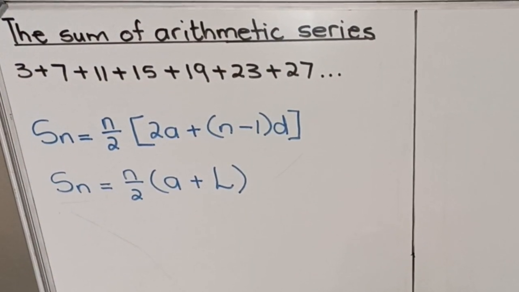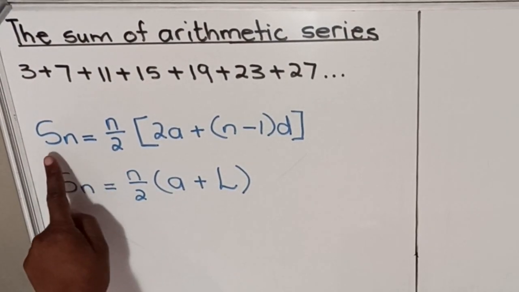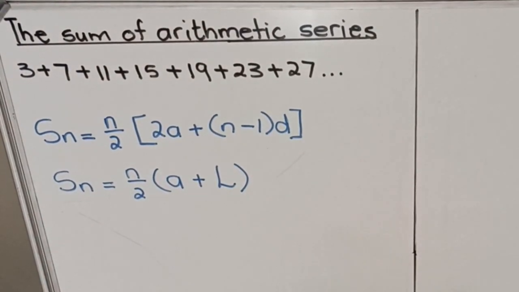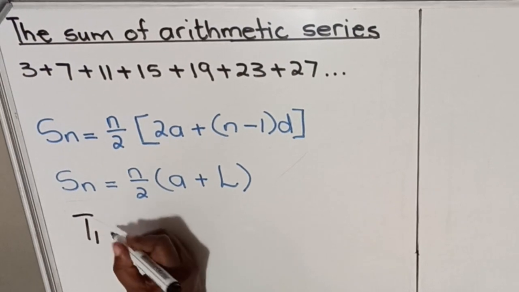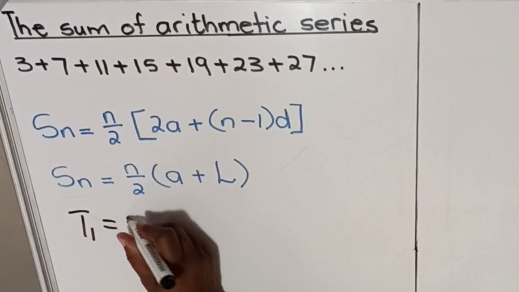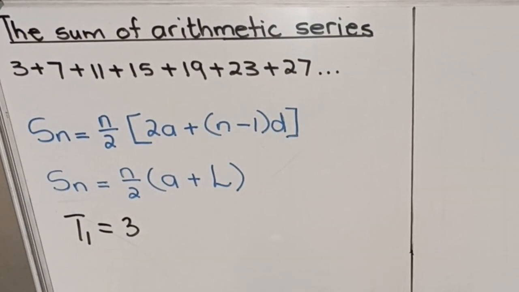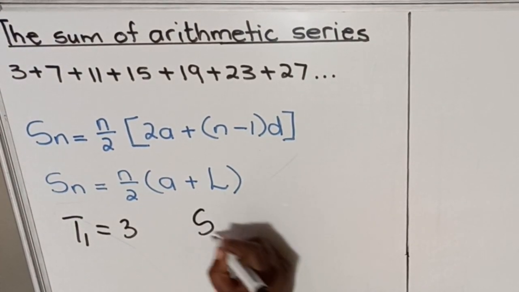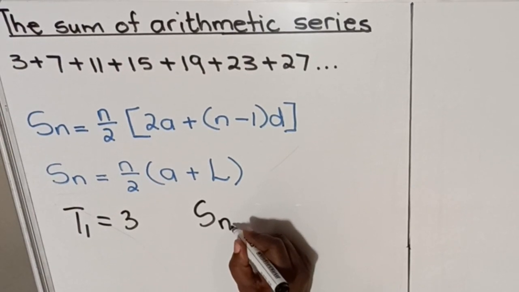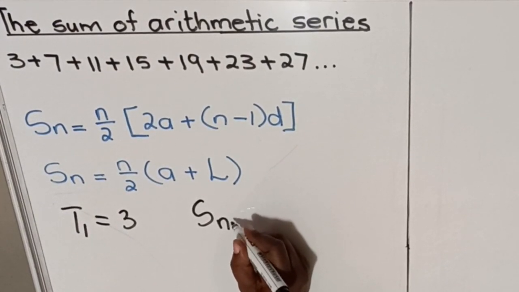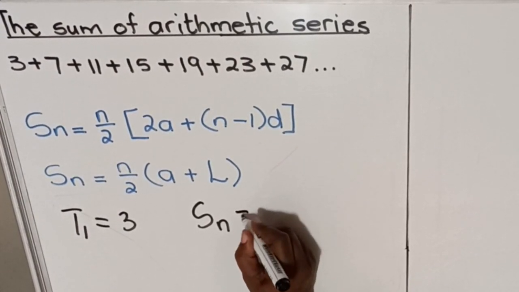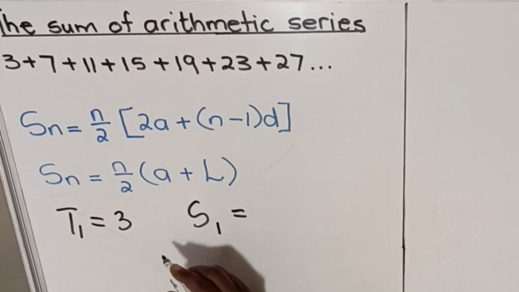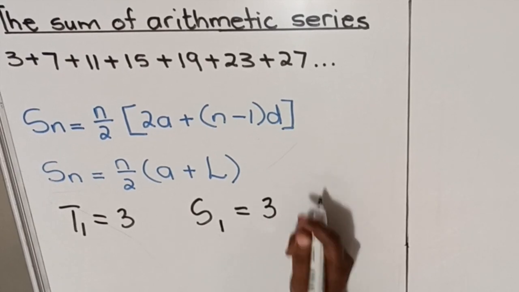When you add them, you're going to write Sn. You remember when we were writing terms, we were writing T1. In this question, term 1 is 3. With the sum, you are adding them. So what does the first Sn actually mean? You add the first term. Not Sn, S1. When you add the first term, you're going to get 3.